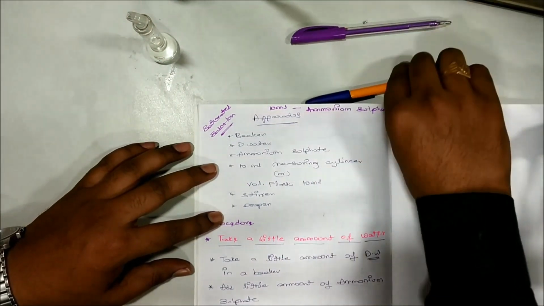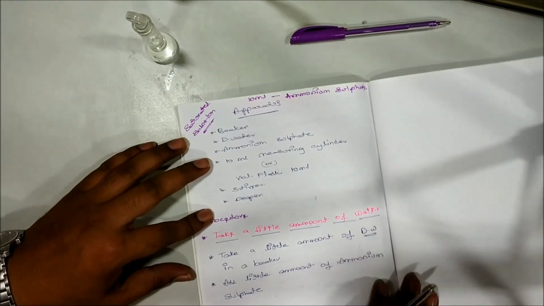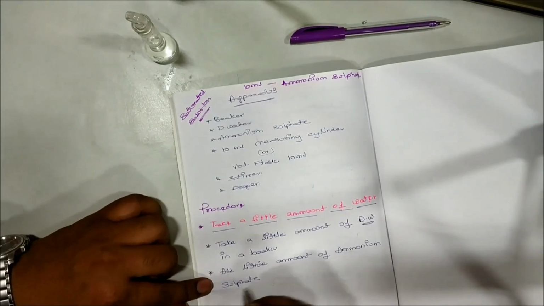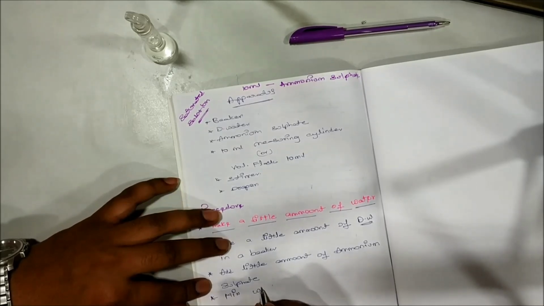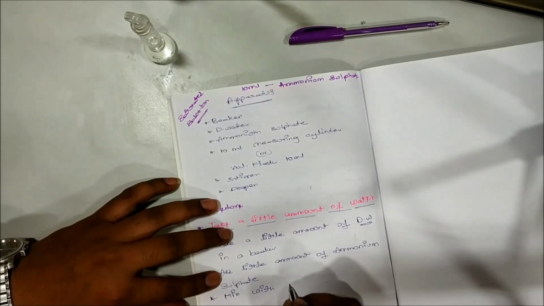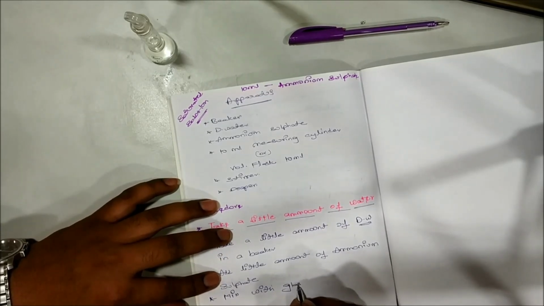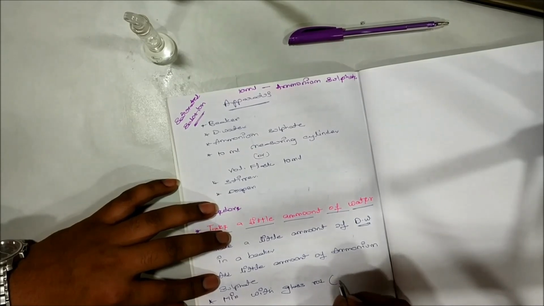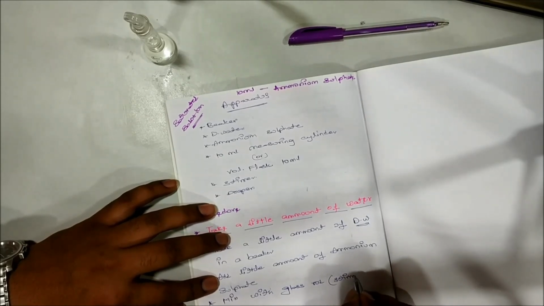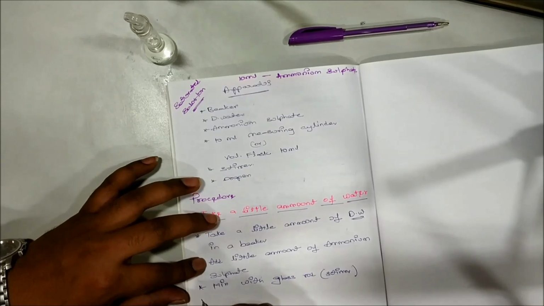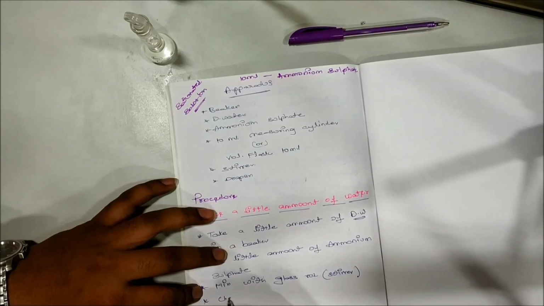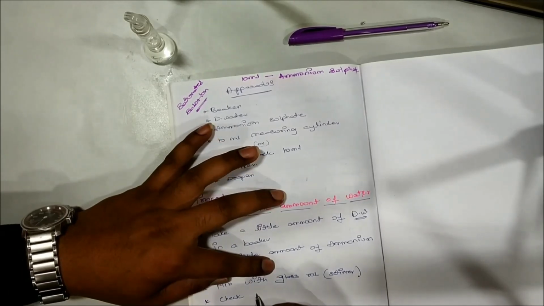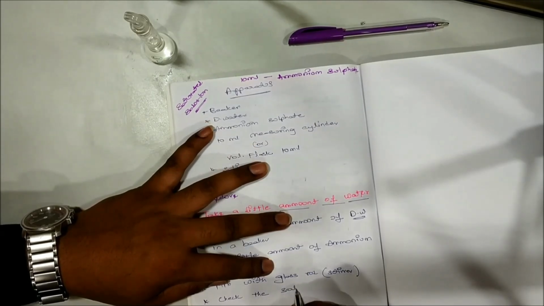So sorry, I have forgotten to write this. So add a little amount of ammonium sulfate, and what is the next step? Mix with the glass rod, or you can call it as stirrer. Then again check the solution.